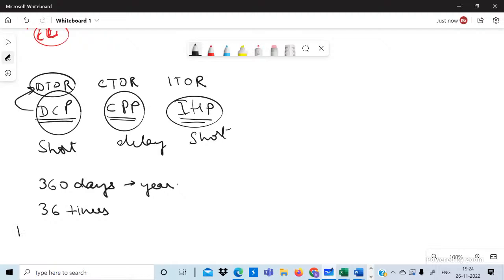What does it mean? I sell goods, then I receive the money. Then again I sell goods, I receive the money. Then again I sell goods, I receive the money. And this happens 36 times in a year. That's your debtors turnover ratio. So debtors turnover ratio tells you how many times your debtors are turning or churning around in a year. So if you know that there are 360 days and your debtors are turning around 36 times in a year, can you tell me what will be your debtors collection period?